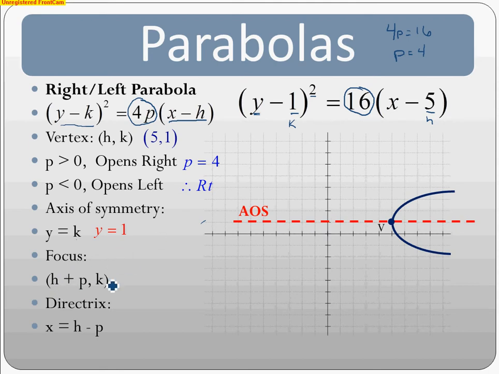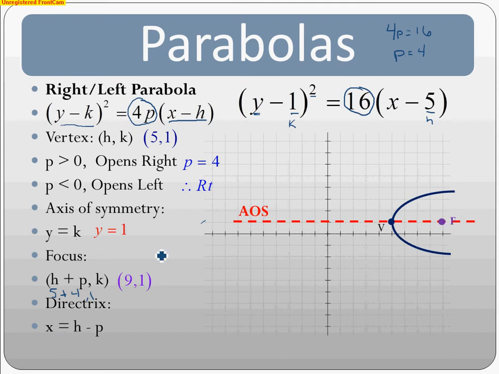Our focal point changes as well because we are on this horizontal line. So now I have h plus p. h was 5 plus p, which was 4, comma k, which was 1. So that gives us 9, 1. And we are on the inside there. And again, 9, 1 comes from the vertex.